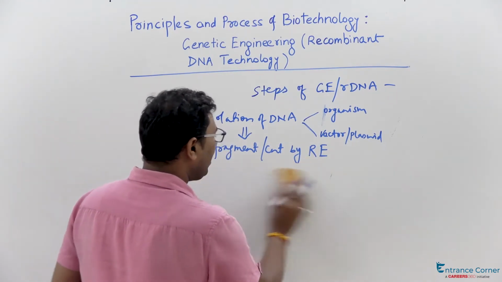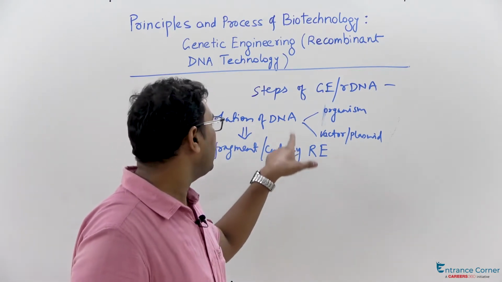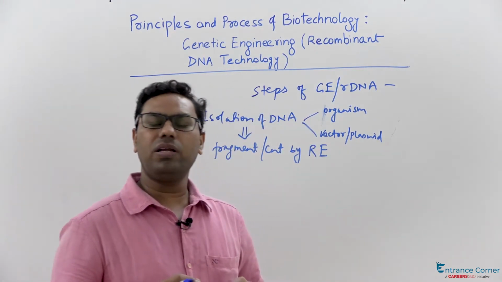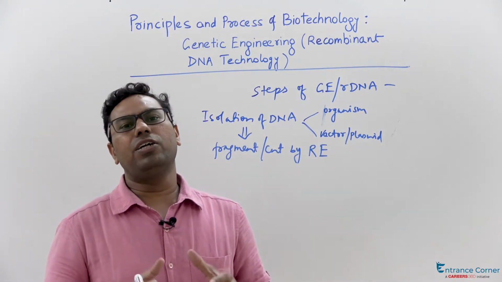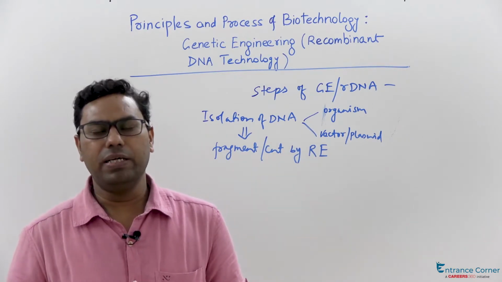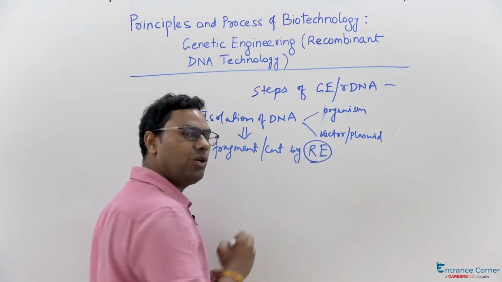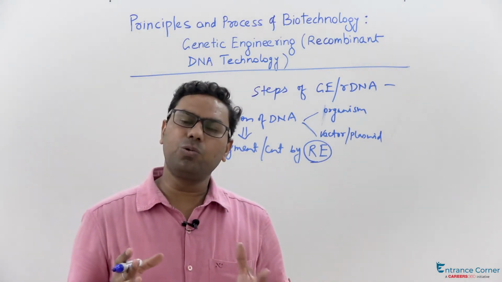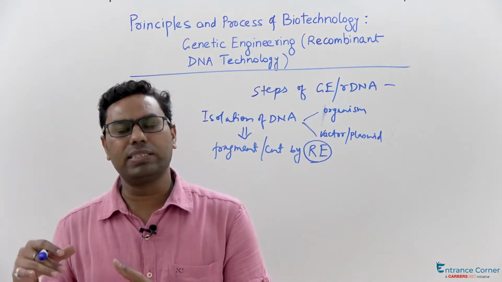So now come to the second point: how do we fragment or cut this DNA molecule which is coming from the organism, and the one coming from the plasmid. So the important enzymes are restriction endonucleases. There are two types of nucleases: one is the exonucleases, the second is the endonucleases.